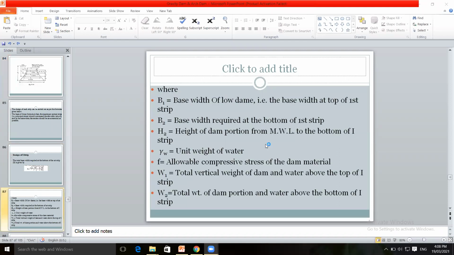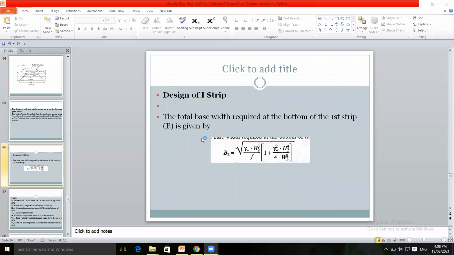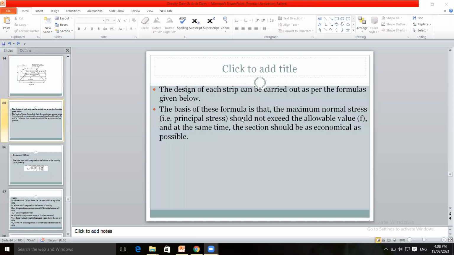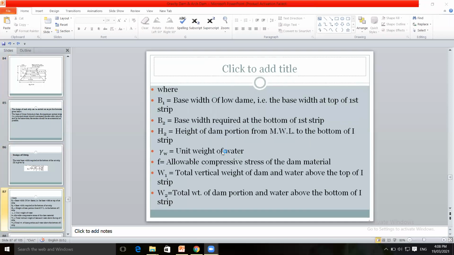Then H2, height of dam portion from maximum water level to the bottom of first strip. H1 is the height from MWL up to the top width of the first strip. Then gamma W means unit weight of water, that is taken as 9.81 kilonewton per meter cube. Then F is the allowable compressive stress of the dam material.